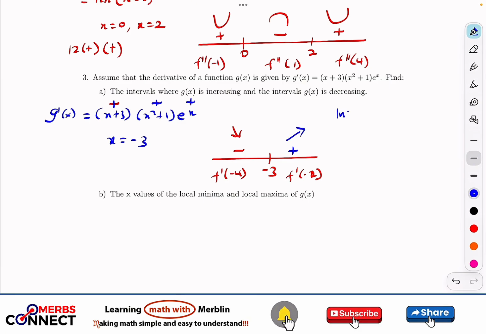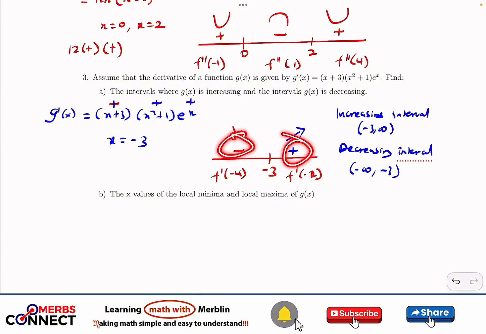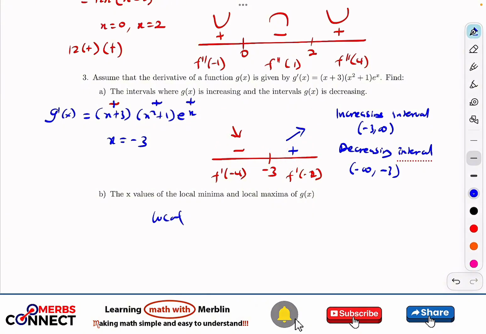So the increasing interval is going to be from -3 to positive infinity, and the decreasing interval is going to be from minus infinity to -3. Now let's check the local maximum and minimum from this. So we can see that we have this, right? Negative, positive. So this is going to give us a local minimum.